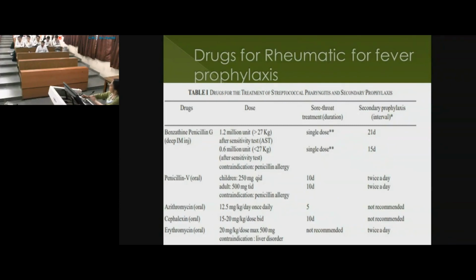Less than 27 kg, it's 0.6 million units. How expensive is it? It's very cheap. It's only 12 or 13 rupees. But it's not easily available. And many people don't want to give it because anaphylaxis occurs after giving this, sometimes, once in a while. So again, a lot of people are not ready to give these drugs. So that is given every 15 days.